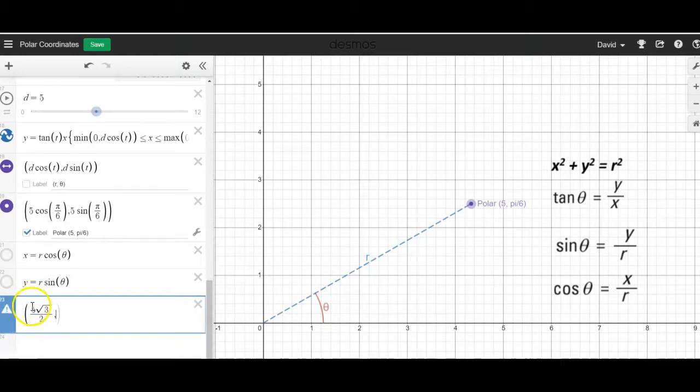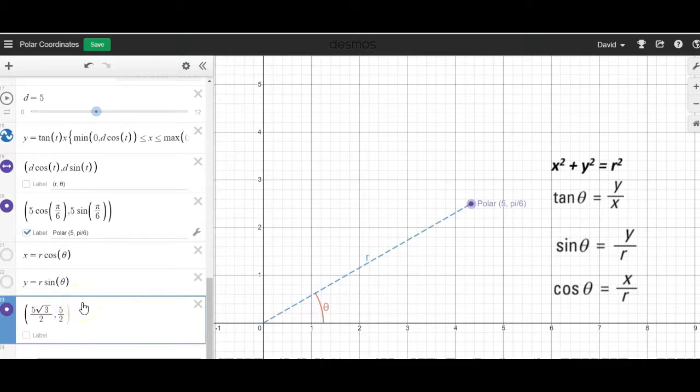R cosine of theta. Alright, cosine of pi over 6. Alright, r sine theta. What is the sine of pi over 6? The sine of pi over 6 is the y-coordinate at pi over 6, which is a half. So 5 times a half is 5 halves.